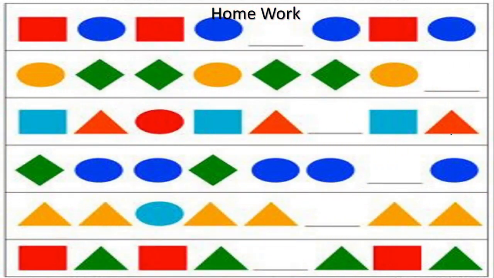now this is homework for you. Same thing, you have to find out the pattern ABAB or AAB or ABB, whatever. You have to draw the shape and you have to fill the color. See the blanks given in each row. Are you going to do this? Yes? Yeah, I know that you will surely do this.